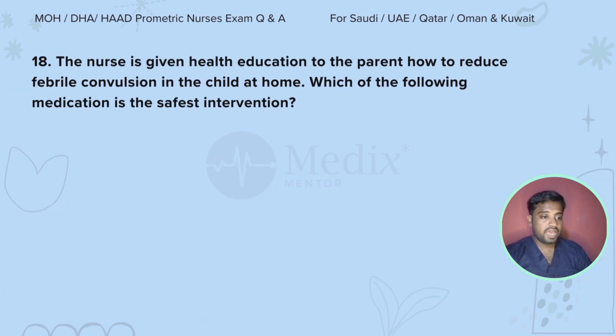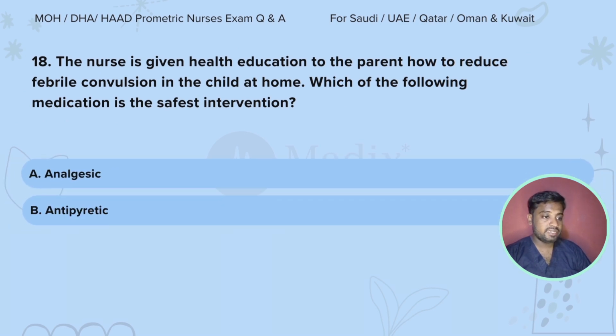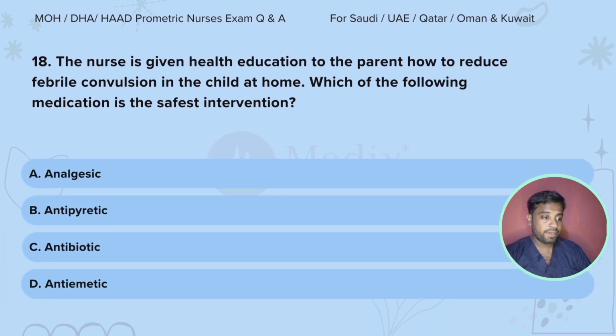The nurse is giving health education to the parents on how to reduce febrile convulsions in children at home. Which of the following medications is the safest intervention? A. Analgesic. B. Antipyretic. C. Antibiotic. D. Antiemetic.